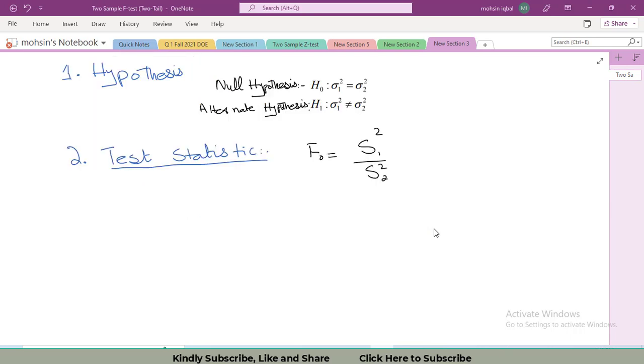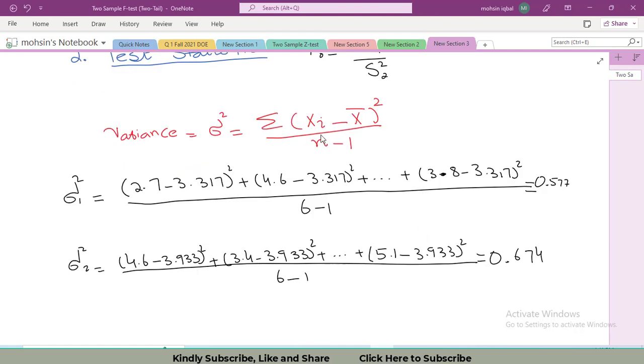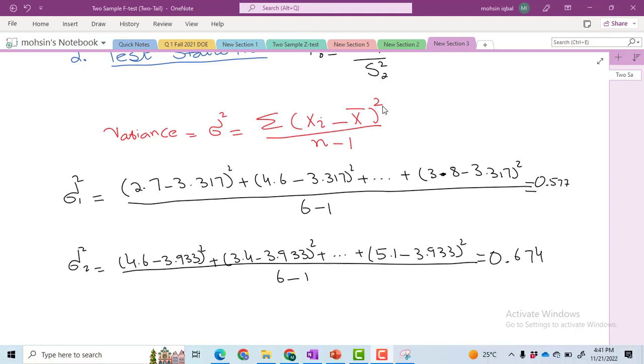The test statistic is quite easy. We will divide sigma 1 squared by sigma 2 squared. Now I will calculate the variance for both samples. The formula for the variance is quite simple. We subtract xi, meaning each individual value, from its mean. We take the square of that answer, and then we take the sum of all those values.